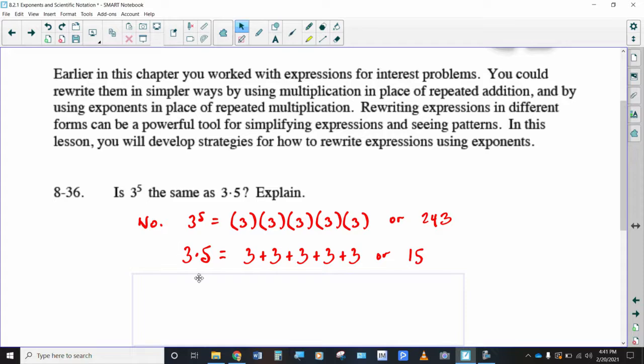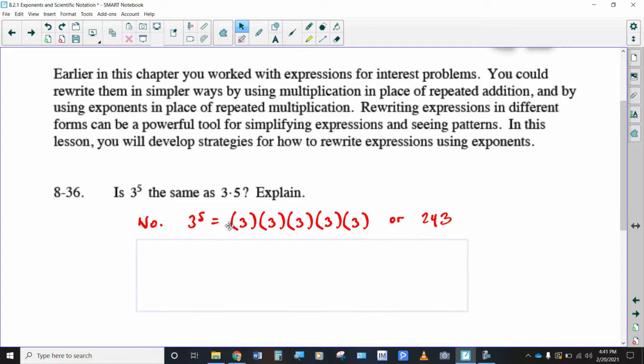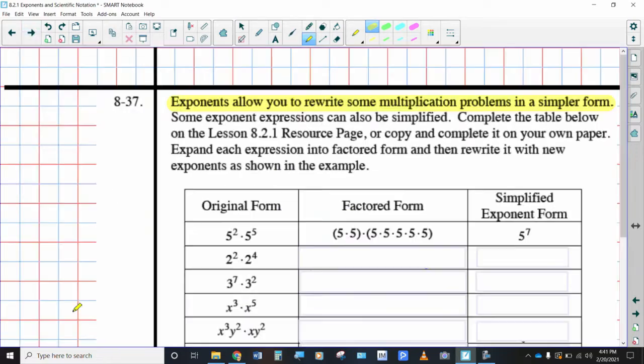Okay, so we are going to be focusing on exponent rules for the remainder of this chapter. So repeated multiplication shortened so that you can write it as a power instead of expanded out. All right, so exponents allow you to rewrite some multiplication problems in a simpler form. Some exponent expressions can also be simplified.